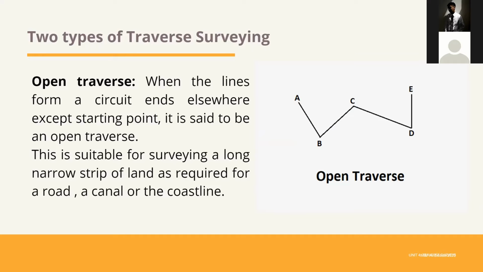Now we have the two types of traverse surveys. It is said to be an open traverse when the lines form a circuit that ends elsewhere except the starting point. This is suitable for surveying a long narrow strip of land as required for a road, canal, or the coastline.